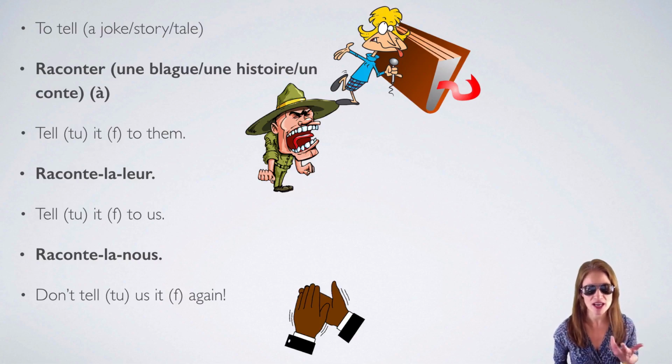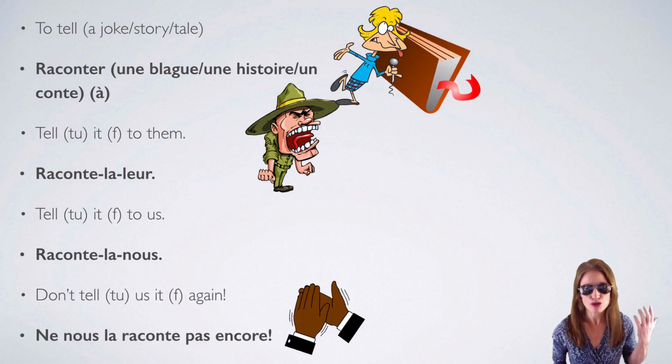Okay, think about the triangle, it's negative. The nous has to come before the la. Ne nous la raconte pas encore. Il y en a marre, we've had enough.